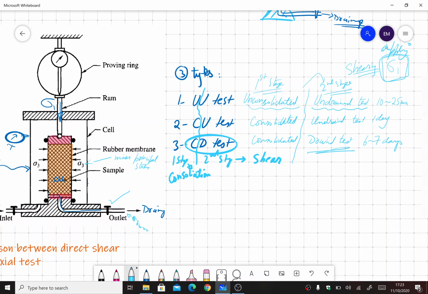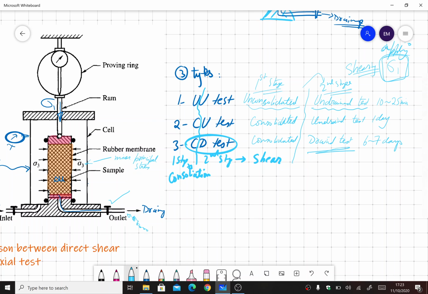That's why it takes so long, 6 to 7 days, because we know that clay has very small permeability, so definitely it's going to take a long time for all the excess pore pressure to dissipate. So we keep that procedure going until the sample fails under the loading.